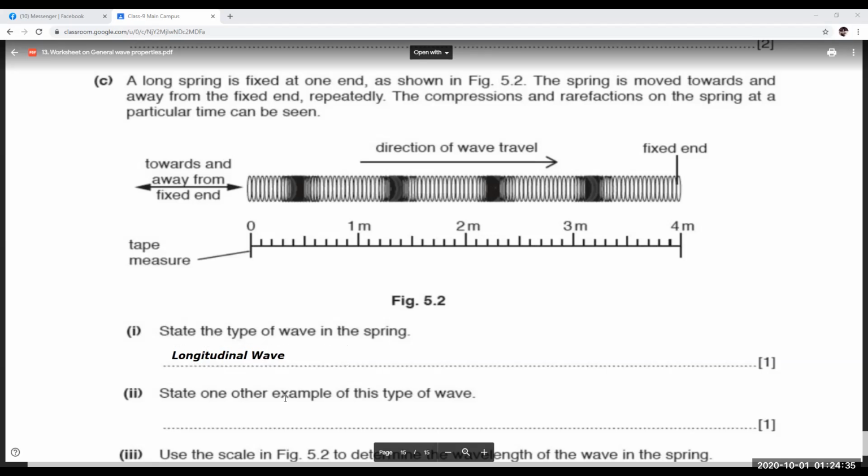Okay, then next one you write. C2, what should be the answer? Sound wave, right? Yes, sound wave. Write sound wave. Then go next. We are taking one or two minutes extra. We are just finishing this question, okay? Can you go down, please?